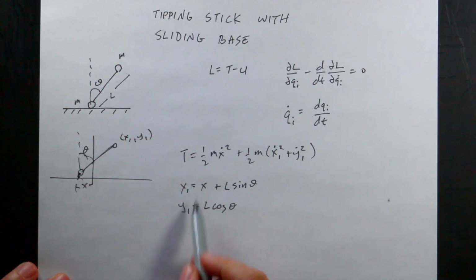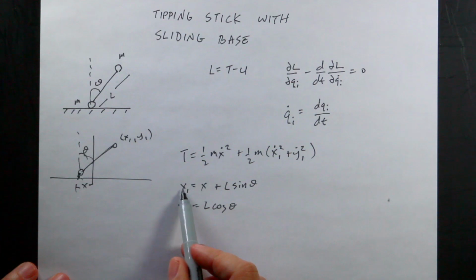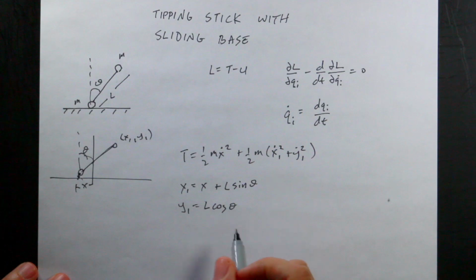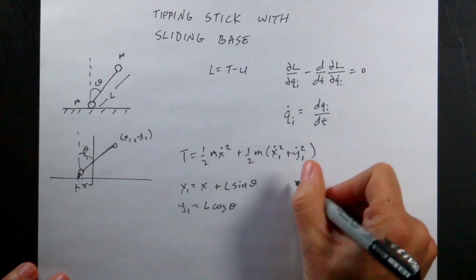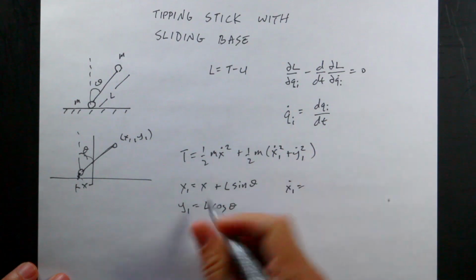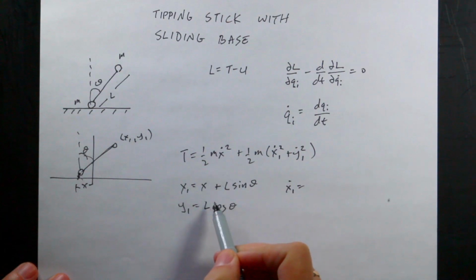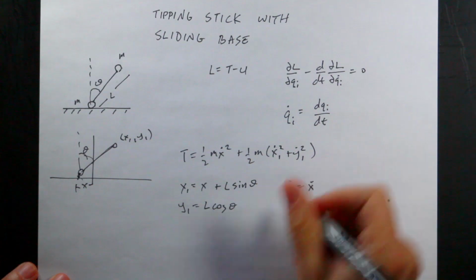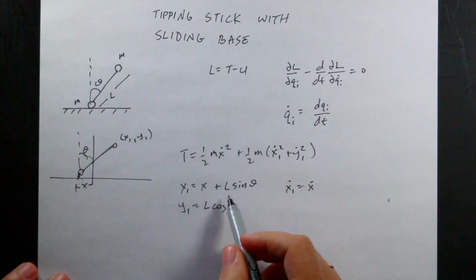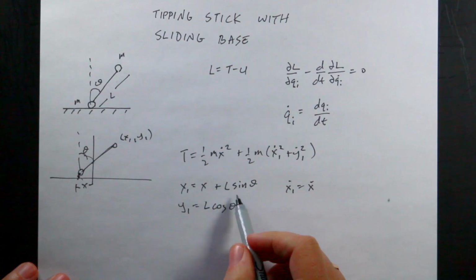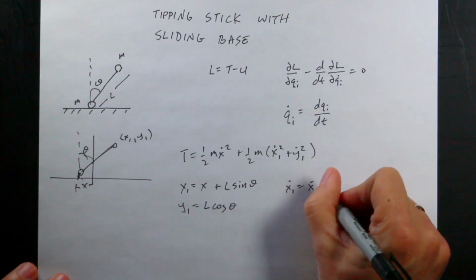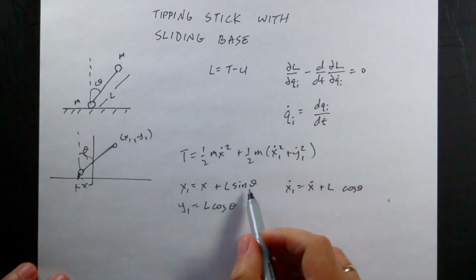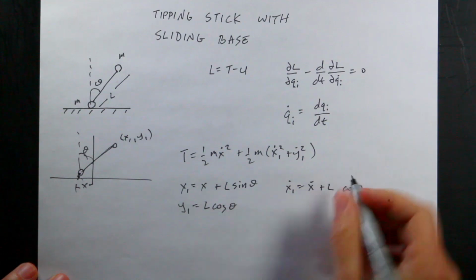Now, if I have this, I can take the derivative of x1, and I'll get derivatives of x and theta, and that's what I want. Okay, so let's do that. So x1 dot is going to be the derivative with respect to time of x, which is x dot, plus the derivative of this with respect to time. So now I have to take the derivative of L sine theta. That's going to be plus L cosine theta. But then I have to take the derivative of the inside theta, so I get a theta dot.